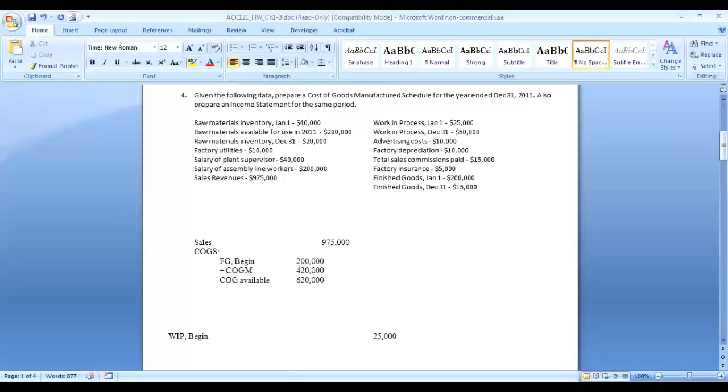And as Terry just mentioned, if we then take out our ending finished goods, 15,000, so 605. Yeah, that tells me my cost of goods sold is 605. Okay. So sales minus cost of goods sold, call that gross profit. And that's what, 370?